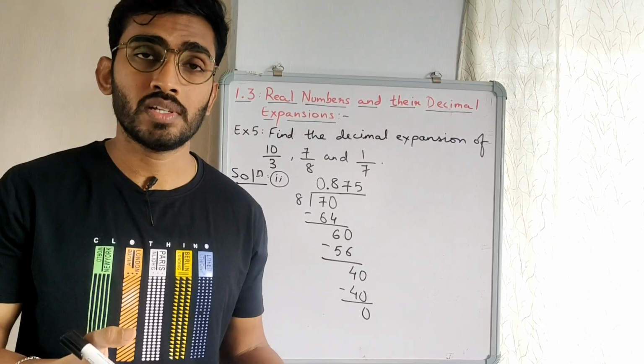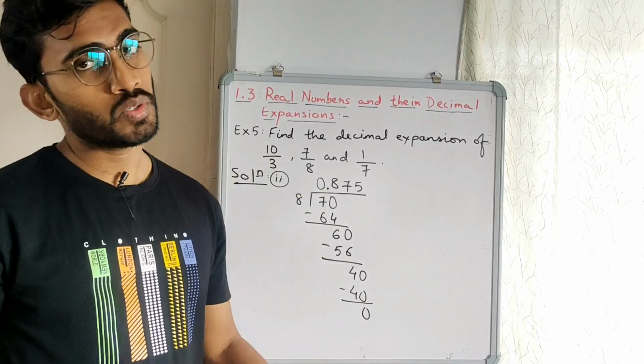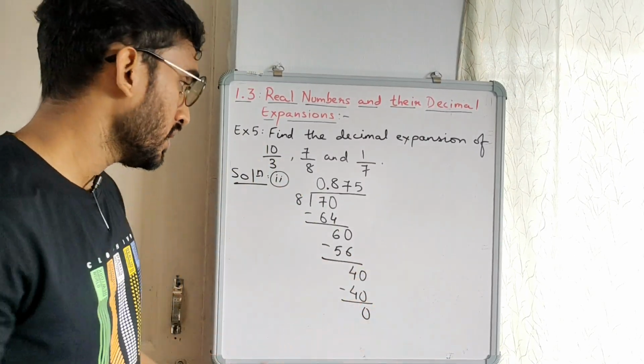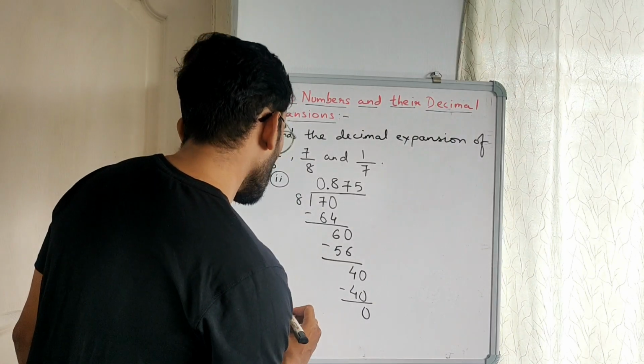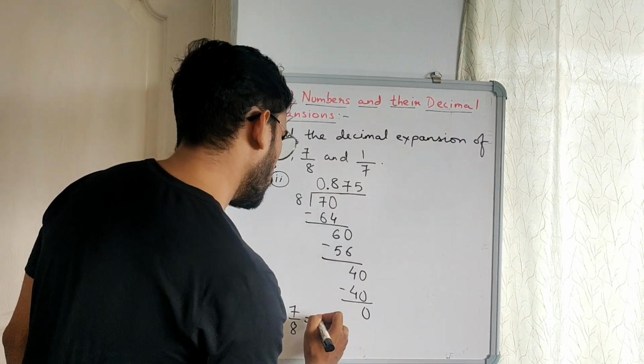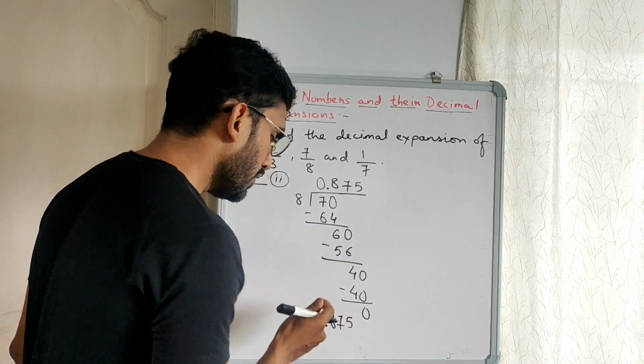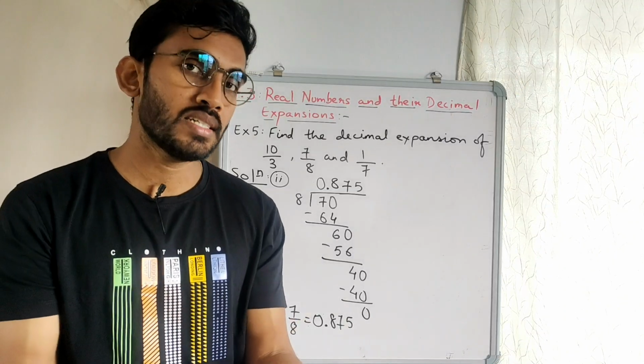In that case of division, it was non-terminating. Here we got the remainder 0, that means we have to stop the division here, and here we have to write that 7 upon 8 means 0.875. That's it, that is the answer.